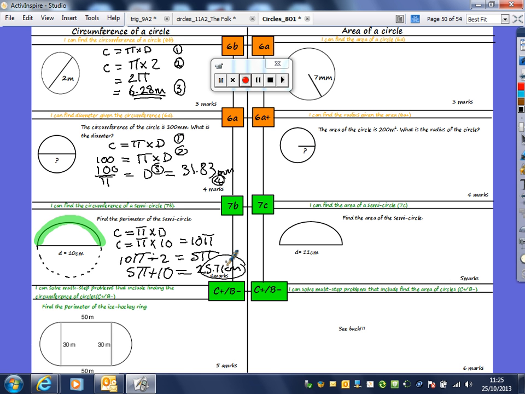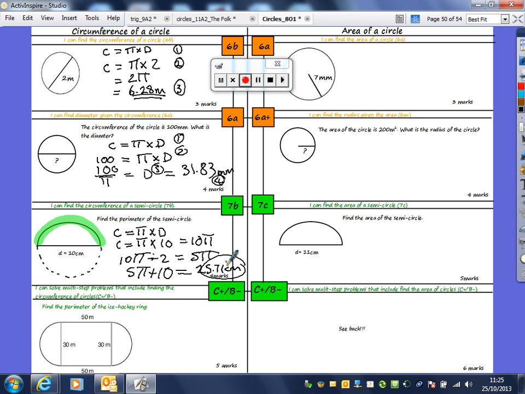Next one is find the perimeter of the ice hockey ring. So perimeter is the outside of the shape. This shape is made up of 2 semicircles and a rectangle. We need to find the outside of the shape. So, two ways you could do it. First of all, do what we've just done, find the two semicircles, then add those on.